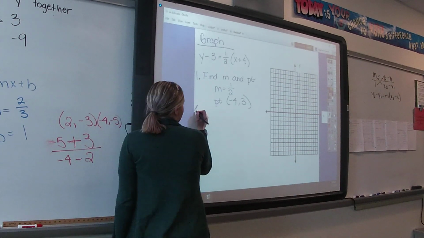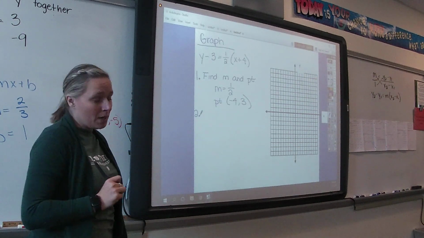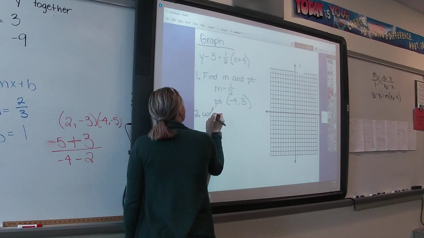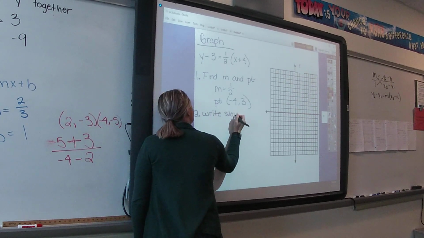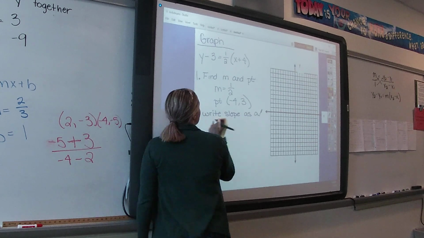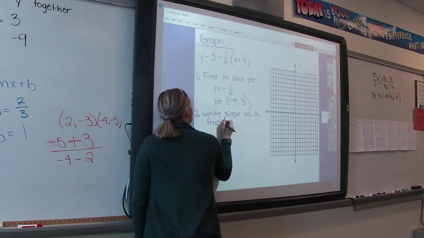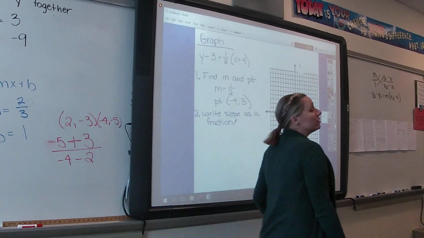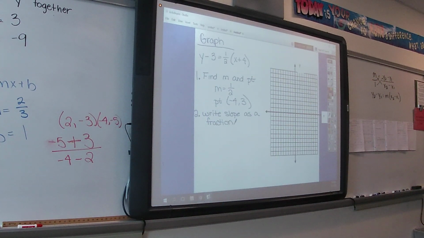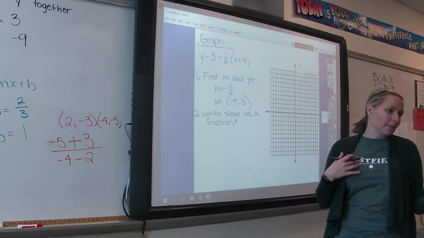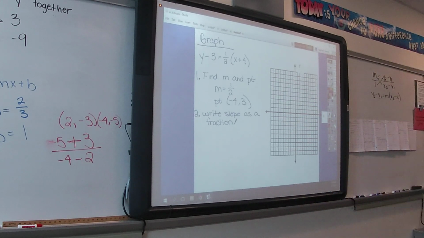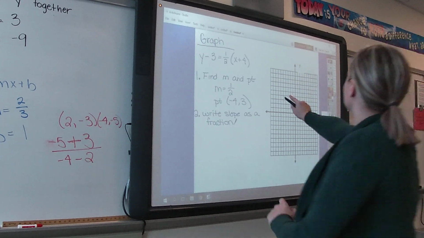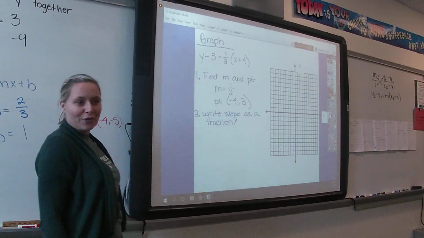Our second step, which is the same as slope-intercept form, is to write our slope as a fraction. And just like in slope-intercept form, sometimes we're in luck and it's already given to us as a fraction. Sometimes we're not in luck and we will have to turn it into a fraction. So what is our slope on this one? 1/2. So we already have a fraction.